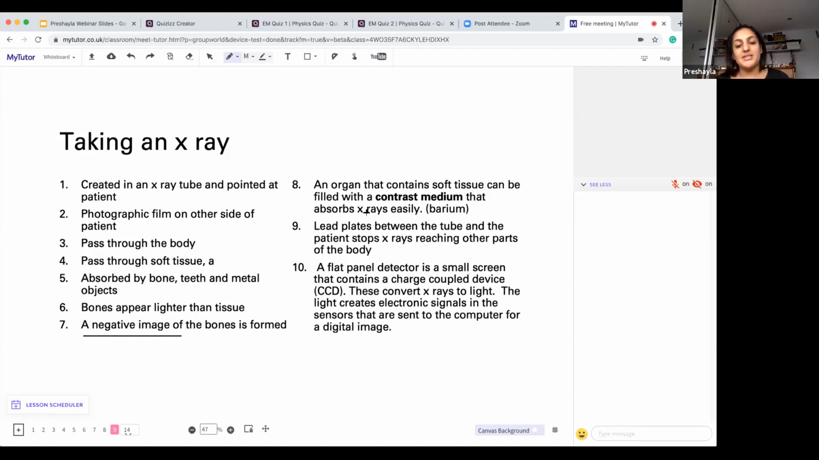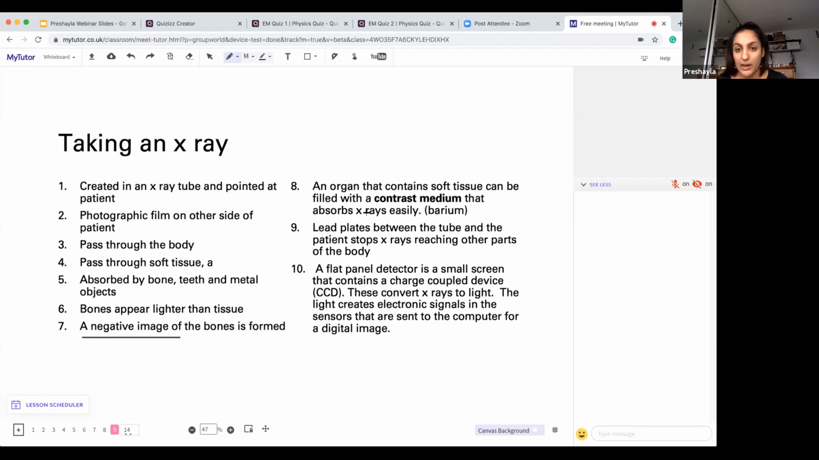Now, if we wanted to take an X-ray of an organ, which does contain soft tissue, we need to approach it in a slightly different way. So as we know, X-rays go all the way through soft tissue. So an organ that contains soft tissue can be filled with a contrast medium. A contrast medium is a substance that absorbs X-rays really easily.